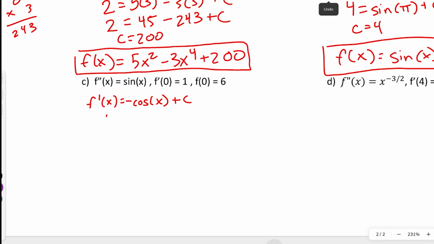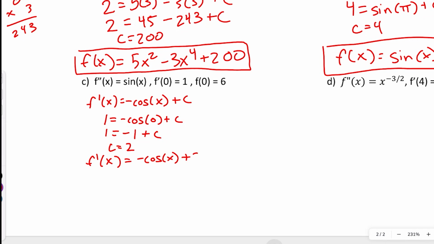Well, f prime of 0 is 1, so 1 equals negative cosine of 0 plus c. Now cosine of 0 is 1, so we've got 1 equals -1 plus c. So c is going to be 2 here, which means f prime is negative cosine x plus 2. Now if I'm looking for f, I need to integrate what I have there. The integral of cosine is just regular old sine, so this is going to be negative sine x plus the integral of 2 is 2x, and then I have another plus c.